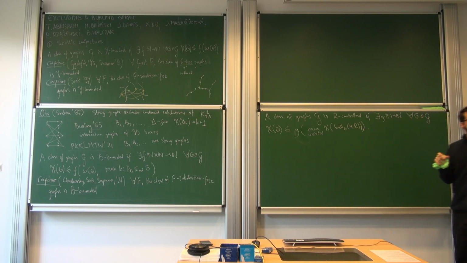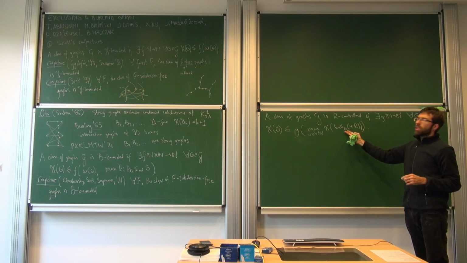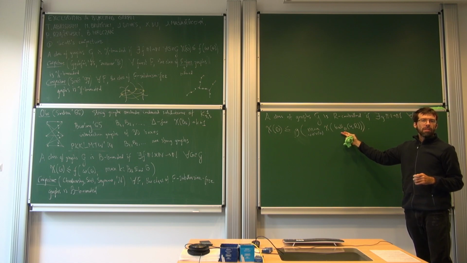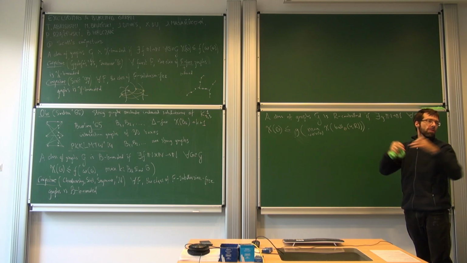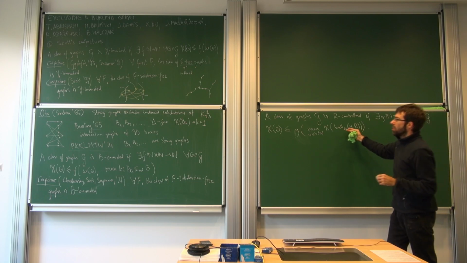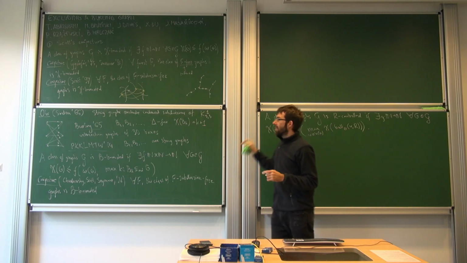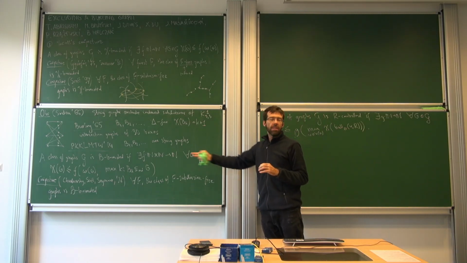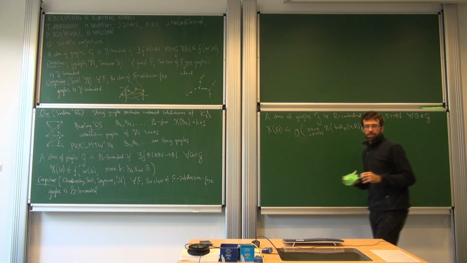So this is also some kind of a witness for large chromatic number, but it's no longer a bounded size witness because these balls can have arbitrary size. So in that sense, this condition is much weaker than the condition of being B-bounded.